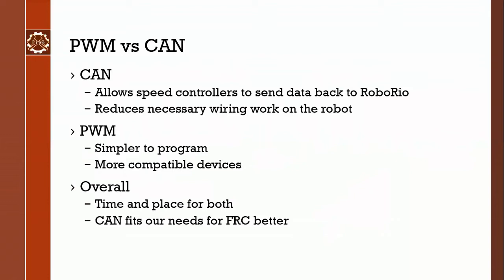Upsides of PWM: much easier to program. It's going to work. And outside of FRC, there's a lot more cheap devices, things like Raspberry Pis and Arduinos and stuff like that. Pretty much everything can handle PWM. But for our robots, CAN fits our needs a little bit better. It gives us more possibilities, and we have the software to be able to work with it.